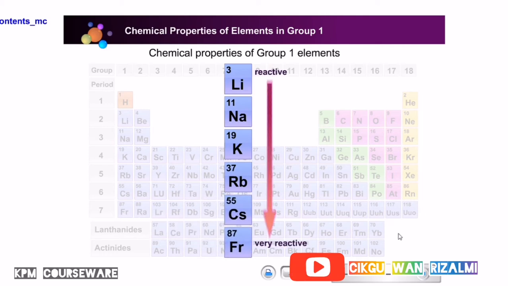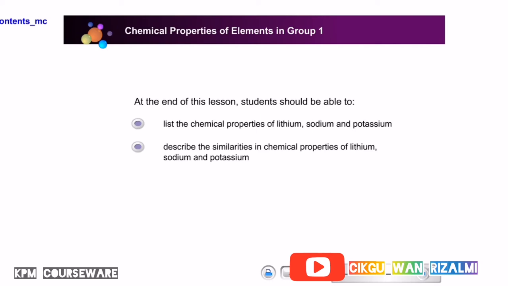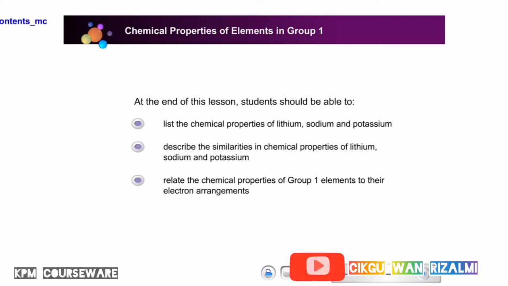The elements of group 1 are arranged in their ascending order of reactivity. You can see that lithium is less reactive than sodium and francium has the highest reactivity. At the end of this lesson, students should be able to list the chemical properties of lithium, sodium and potassium, describe the similarities in chemical properties of lithium, sodium and potassium, relate the chemical properties of group 1 elements to their electron arrangements. Click on the blinking button to proceed.